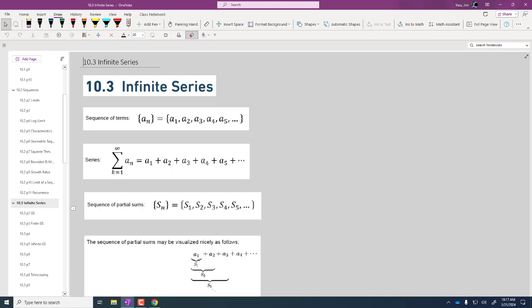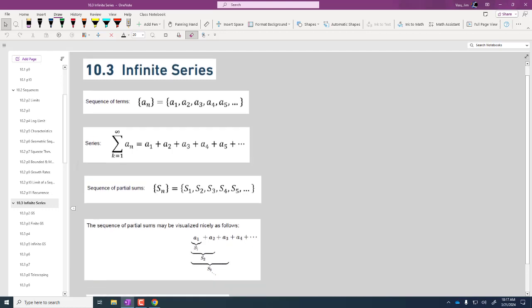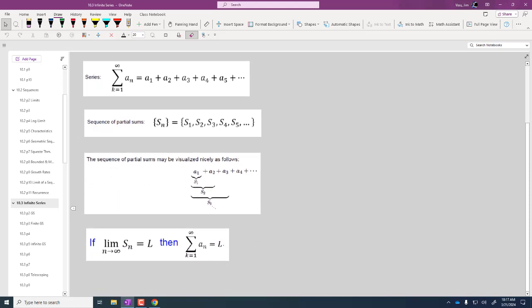Okay, so once again, we start with the sequence of terms. We usually call that sequence A sub n. So A sub n is just a big list of numbers. And then we decide to add them together because just having a list is boring. We want to combine them. We want to merge them into one big number if we can. So the series is the summation, capital sigma, it's the summation of all the terms in the sequence of terms.